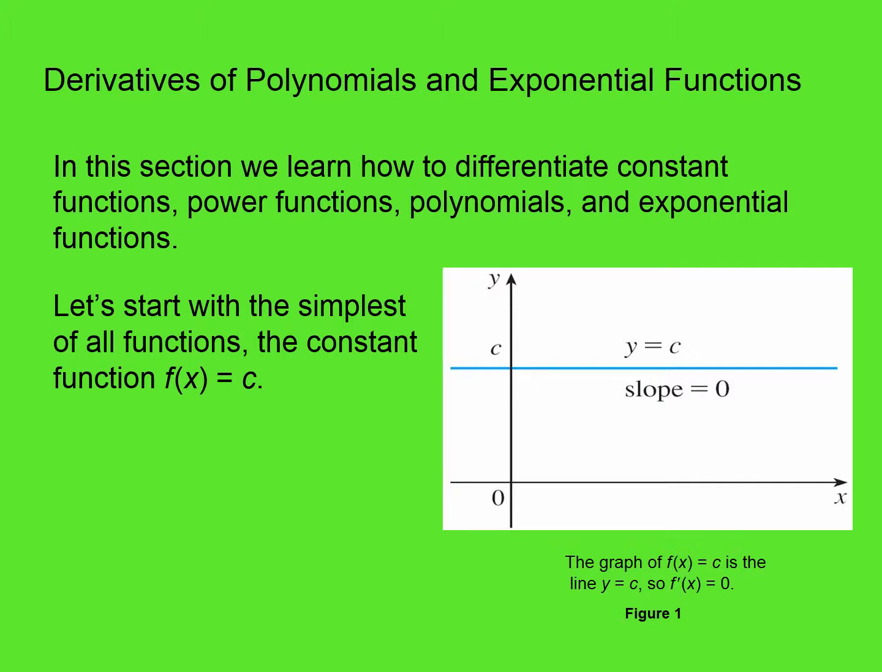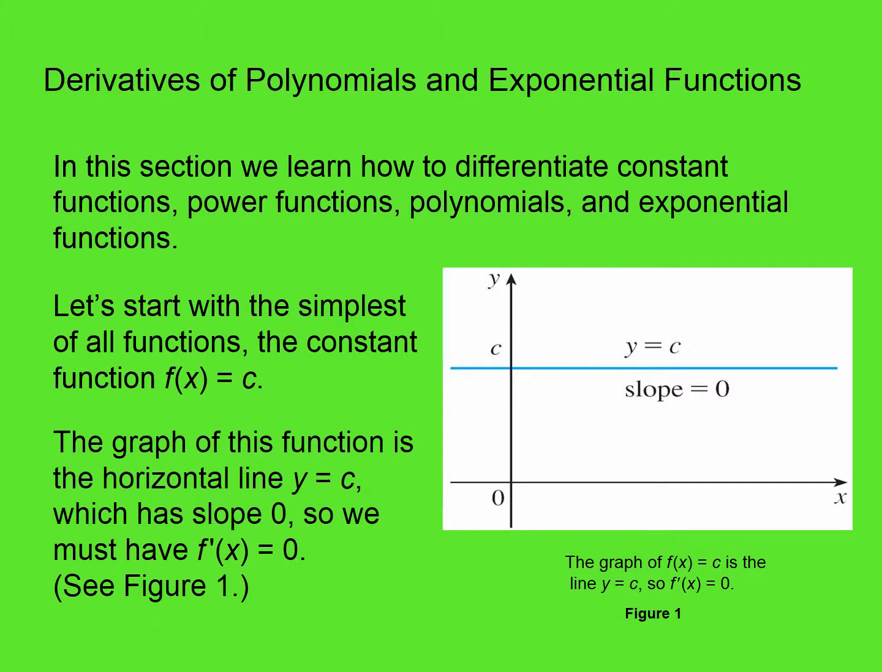And immediately the horizontal line comes to mind, and the slope of such a line is 0, doesn't go uphill or downhill. And of course the derivative of a function at x is the slope of the tangent line at x. So we tend to think first of the slope of the tangent line, and so since that's 0, the derivative of a constant function is 0.